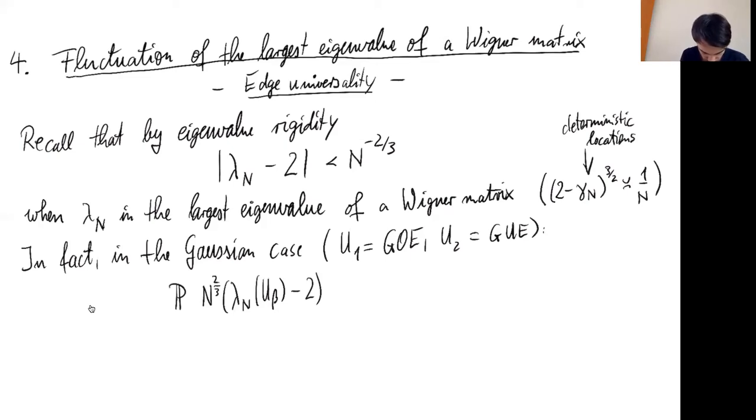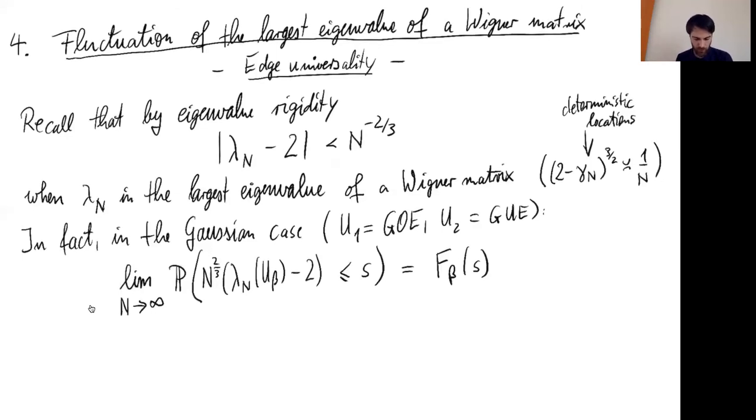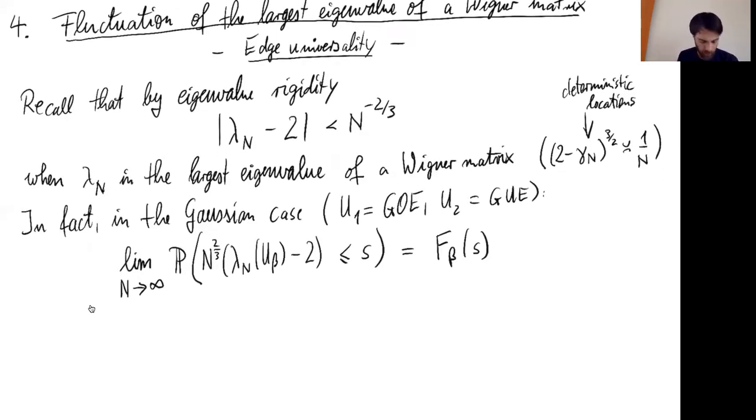So if I take the probability that this is smaller than S, say, and then of course I have, as always in random matrix theory, or at least in what we are discussing here, n goes to infinity, then we get that this has a nice distribution function, which is the so-called Tracy-Widom beta law, for all S in R, and beta is 1 or 2.